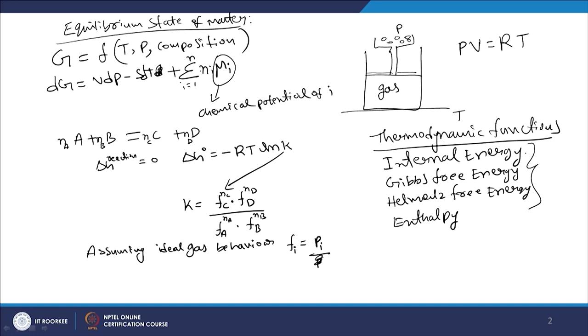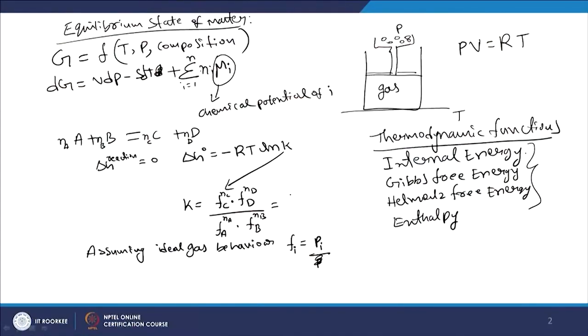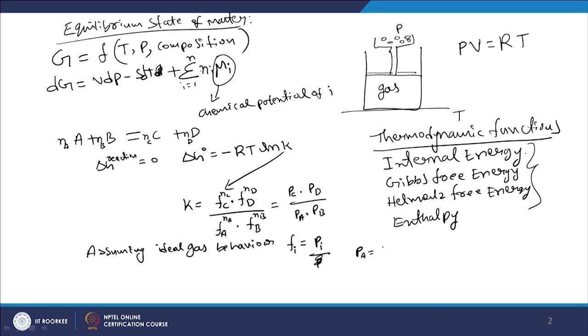Now, if I write in the form of an ideal gas behavior, these things can be replaced by partial pressure of C multiplied by partial pressure of D divided by partial pressure of A multiplied by partial pressure of B. Now, from Dalton's law of partial pressures, partial pressure is related to the total pressure with respect to the mole fractions. Let us say partial pressure of A equal to mole fraction of A multiplied by the total pressure P naught. With this we can relate the partial pressure with the total pressure via the mole fractions.